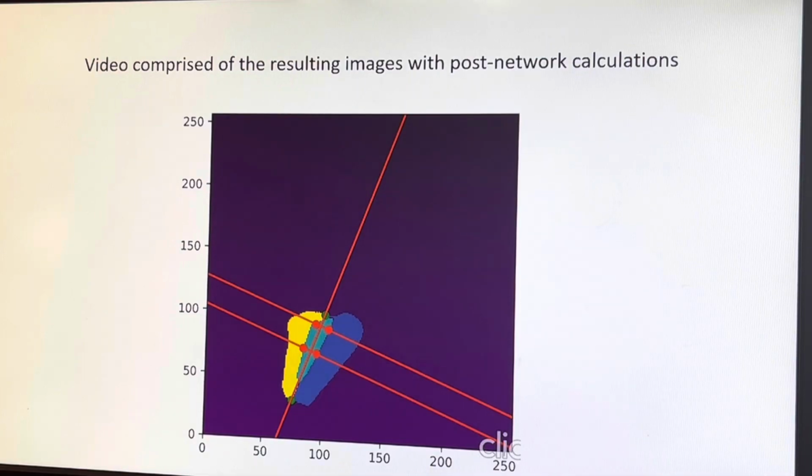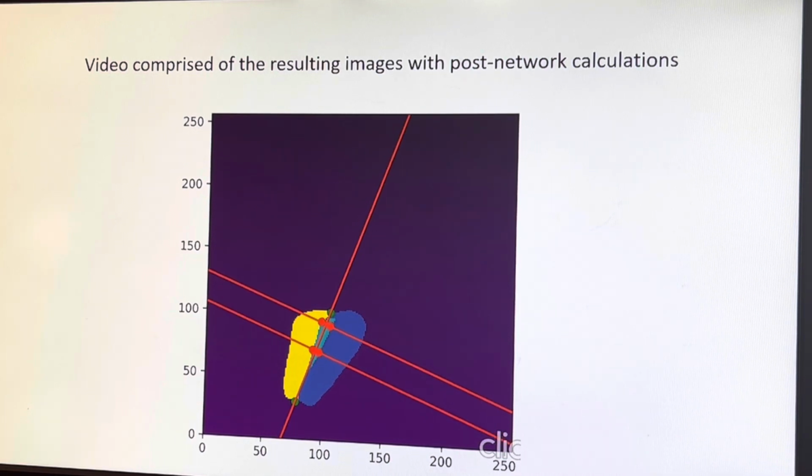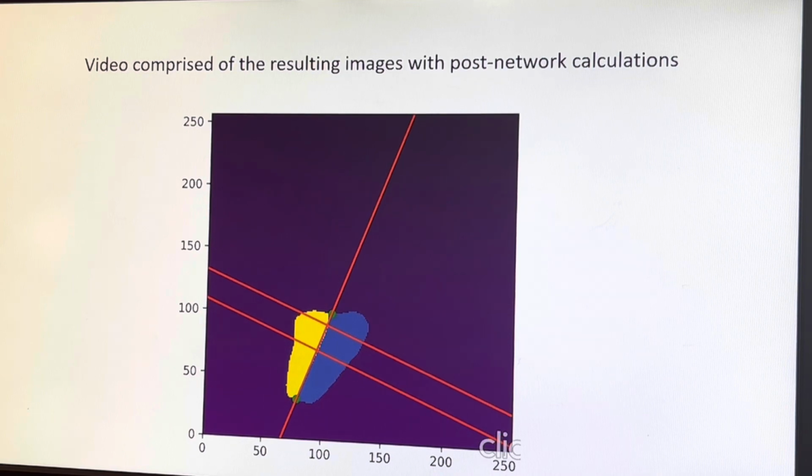A single film visualizing the network calculations of the 10% and 50% lines from the rear of the glottis. The right and left vocal folds are marked in yellow and blue, and the glottis is marked in teal.